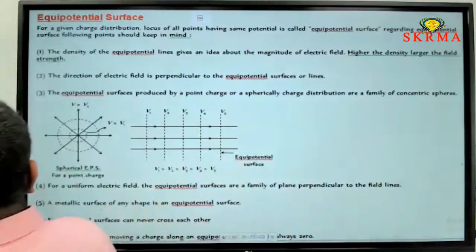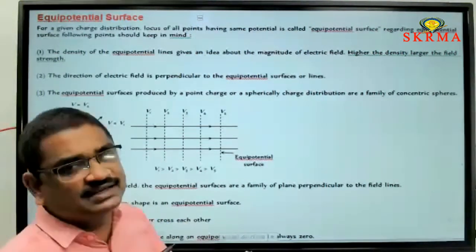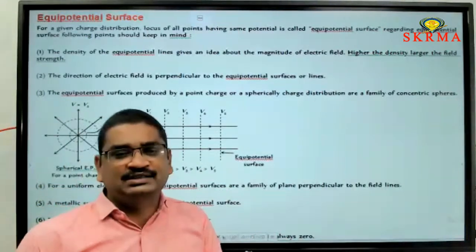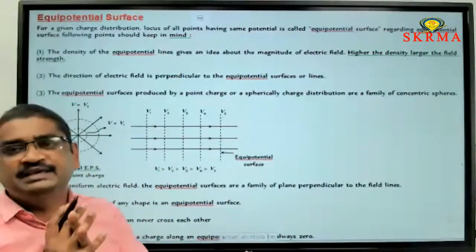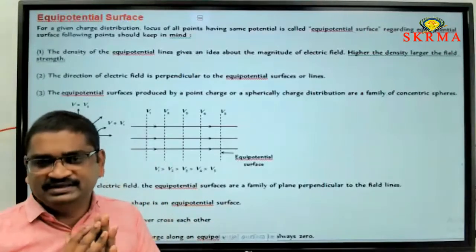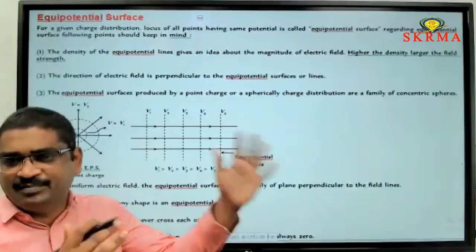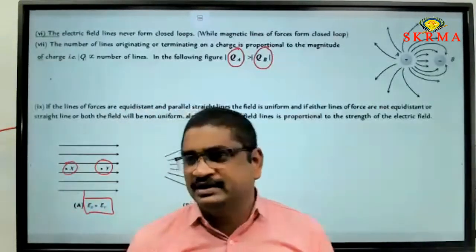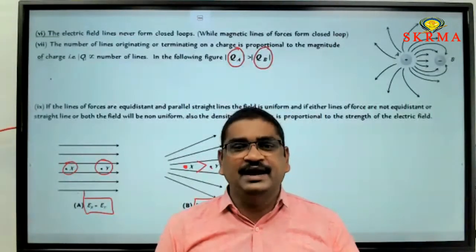Now go through this one. For a given charge distribution, the locus of all points having the same potential is called an equipotential surface. What is the equipotential surface definition? It is the locus of all points which have the same potential.